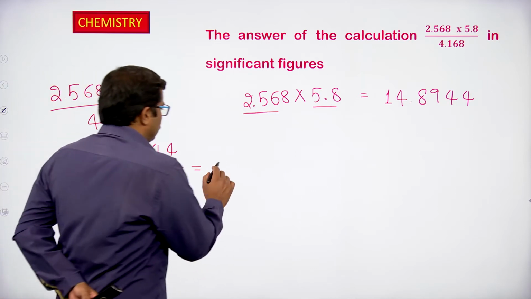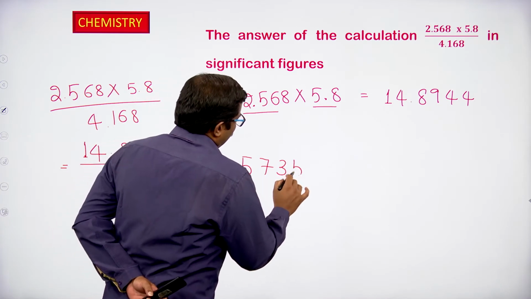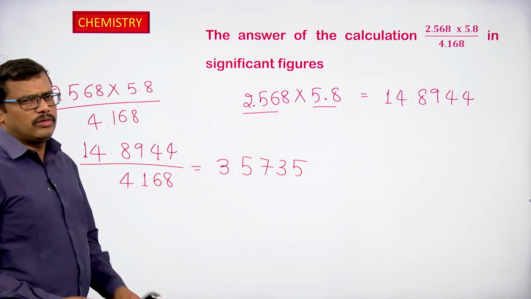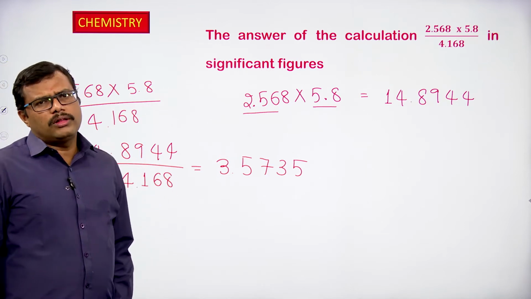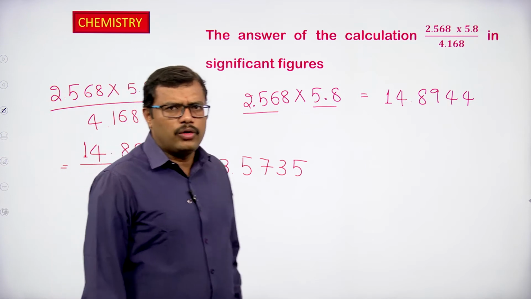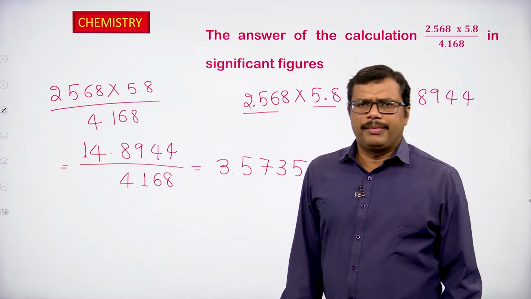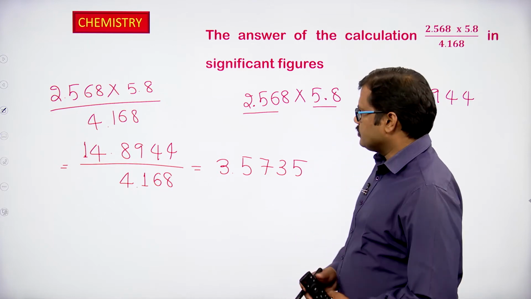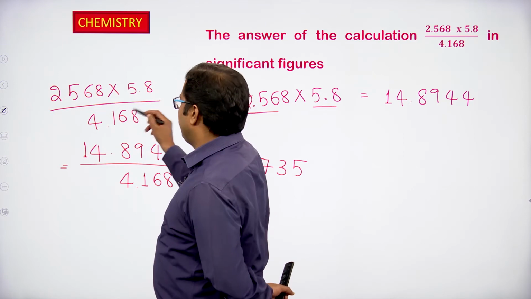So, here if you observe, the value is 3.5735, so 3.57 you will get. But if you observe how to report the answer when we are going for multiplication as well as division mathematical operations on the numbers, first we have to identify the number of significant figures present in the given values.